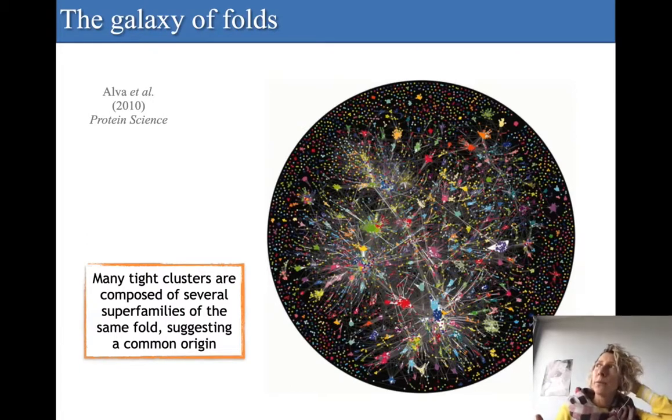So these are still open questions. We don't really know. But in recent years, what has become obvious is that you can have remote homology, meaning things that look really far away from each other, but still descend from a common ancestor.